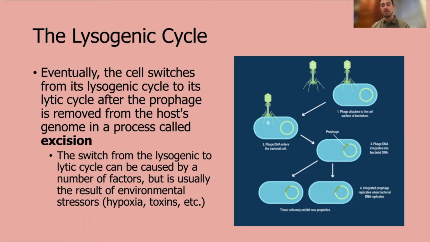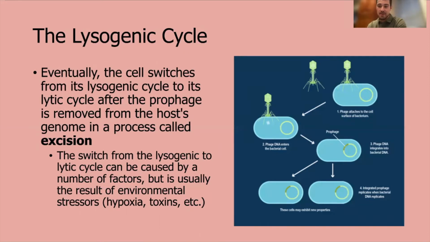And then we get an outburst because these cells that contain this provirus, this viral DNA, switch from that lysogenic dormant cycle to the lytic cycle due to those stressors. And that's how we get an outbreak. That's how those viruses start to spread. So that's why viruses can remain dormant for years before they're switched over to that lytic cycle.